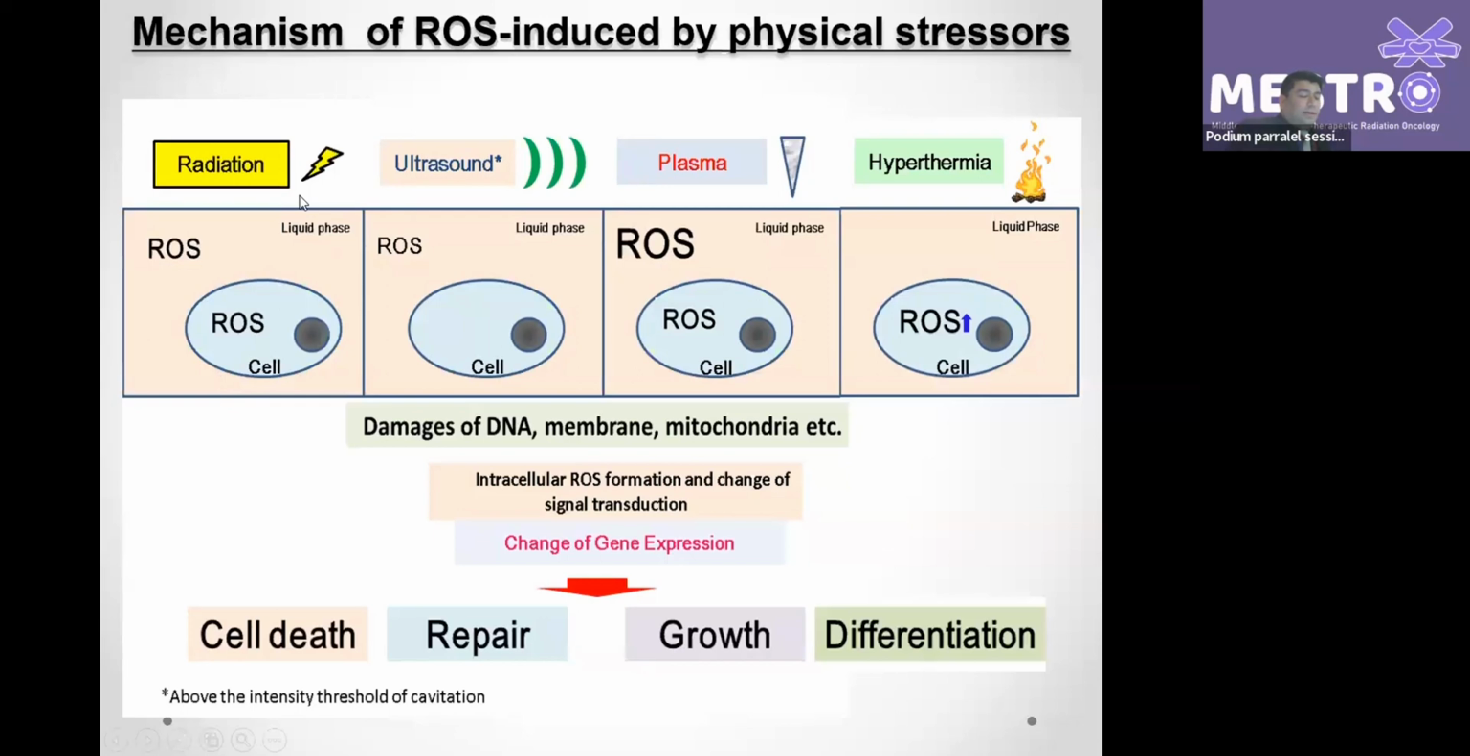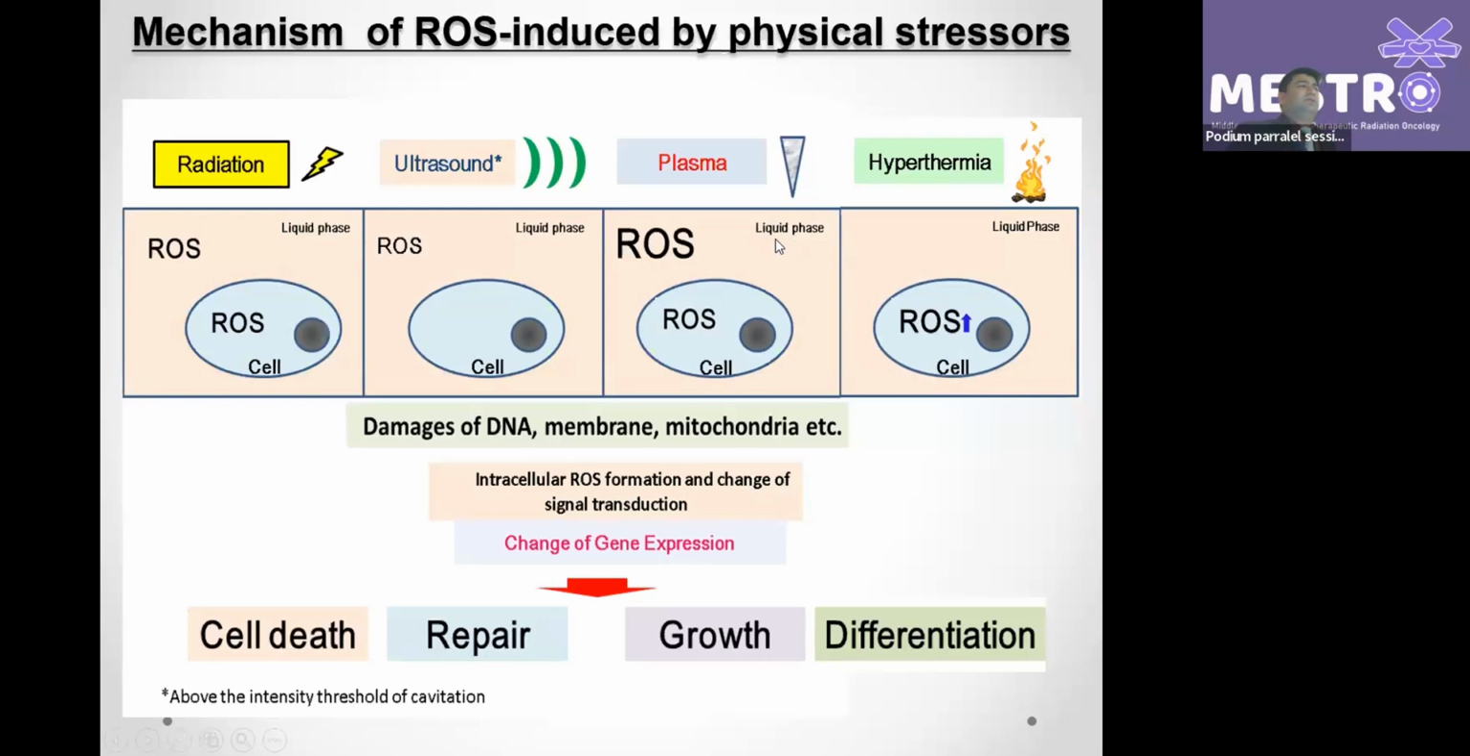So let's talk about radiation. Radiation can induce most of its effect indirectly, by causing reactive oxygen species inside the cell and outside the cells. Ultrasound, which is a mechanical kind of stress, mostly induces cell death by inducing an intracellular loss when its intensity is increased beyond the cavitational threshold.